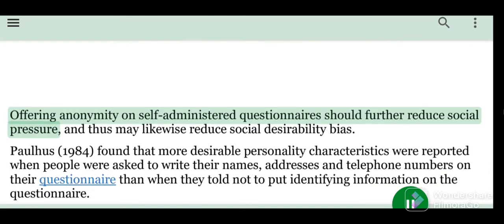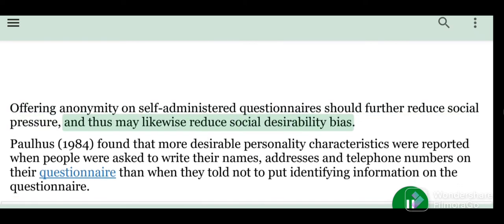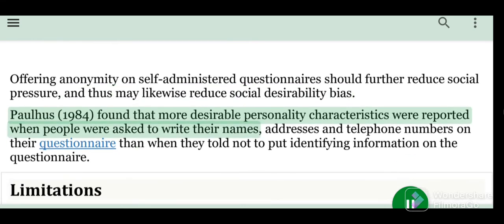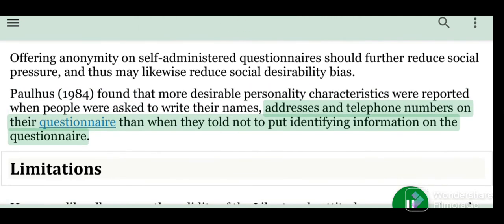Offering anonymity on self-administered questionnaires should further reduce social pressure, and thus may likewise reduce social desirability bias. Ulhas (1984) found that more desirable personality characteristics were reported when people were asked to write their names, addresses and telephone numbers on their questionnaire than when they were told not to put identifying information on the questionnaire.